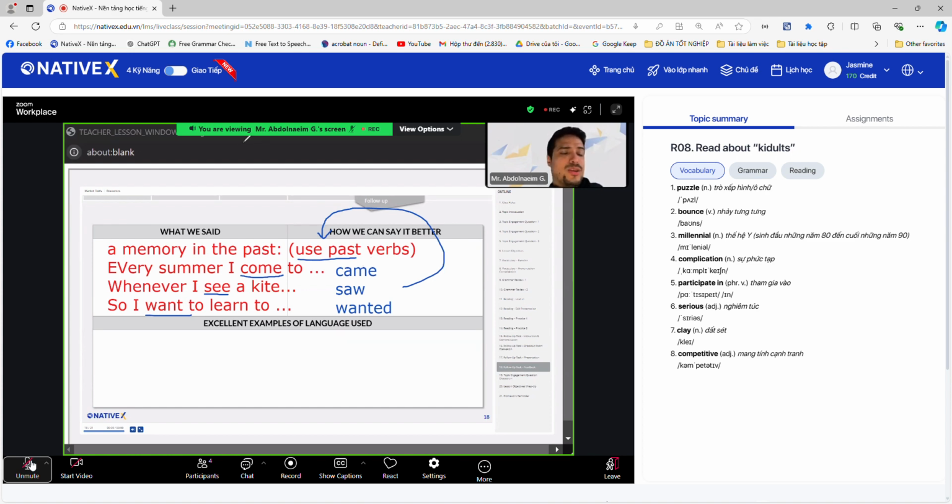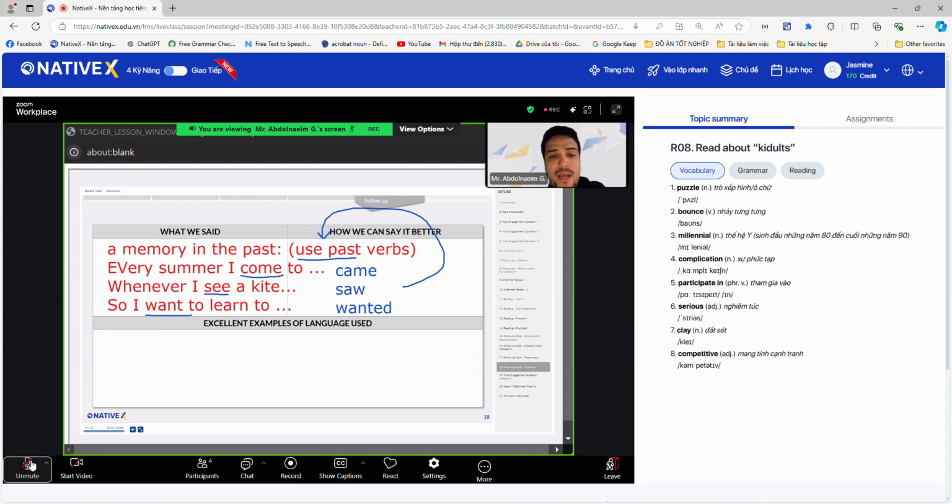Because sometimes I don't understand you. You say, I fly a kite when I go to the village. I understand you fly a kite now, but you are talking about the past, right? So that's a big difference between past verbs and the simple present.